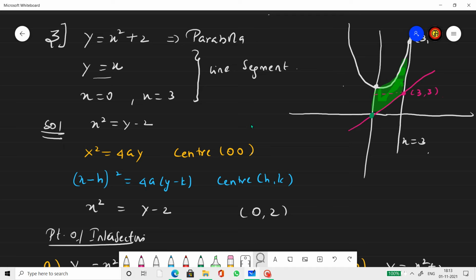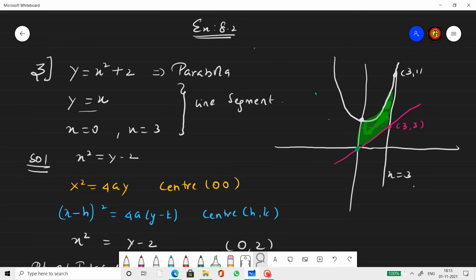Now this is the main diagram out of the 4. These are the 4 pieces of information given in the question. The main one out of this is the parabola. So I first draw the parabola, keeping center as 0, comma 2. Now the next step is to find the point of intersection.